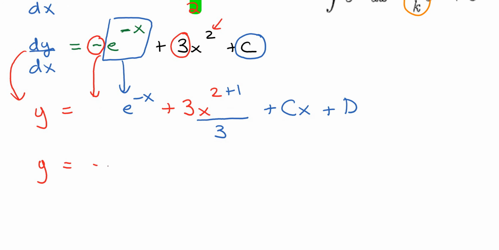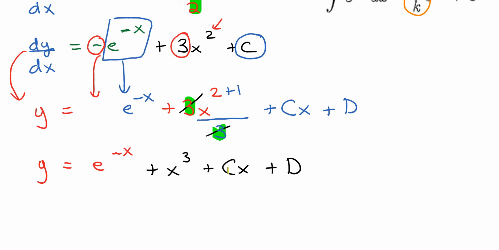Let's just clean this up now. e to the negative x. And we can see that the 3's and the 3's will cancel off. So this will be now plus x to the power 3 plus cx plus d. All right, so that's your original question there.